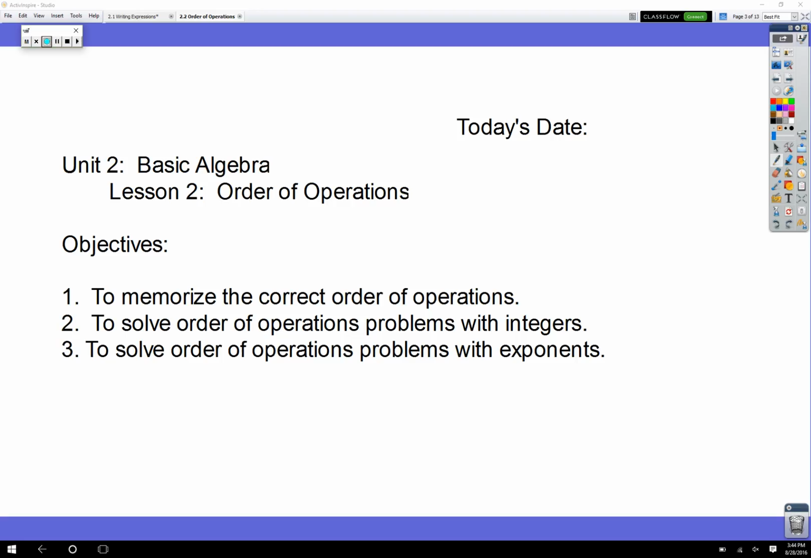Our first objective is to memorize the correct order of operations. So good old PEMDAS, which you should have had experience with in the past. Second objective is we're going to solve some order of operations problems with integers. And our third objective is we're going to solve some order of operations problems with exponents.